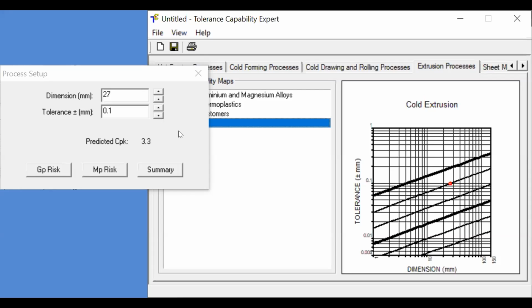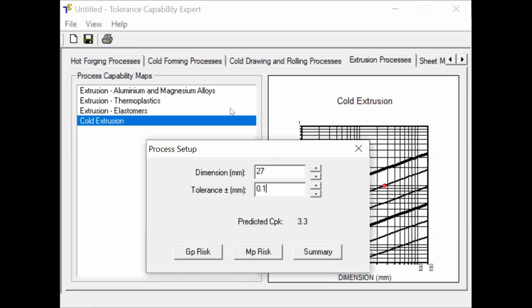This is the first component. Component A is aluminium, and it's produced through an extrusion process called aluminum core extrusion, and the dimension is 27. The tolerance that we put initially is 0.1. We are doing parameter and tolerance design, and that generates a CPK of 3.3.